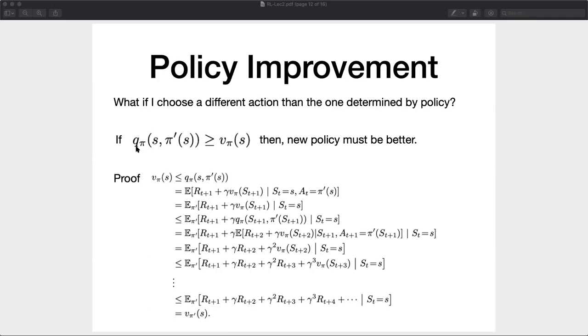Well, if we have an action value function that assigns a value to a state given a certain action, here this is the action determined by some other policy, pi prime. This is a different policy. Given that state, it says do some different action. If the value of that is bigger than the value I get for the state following the current policy, then this new policy must be better.